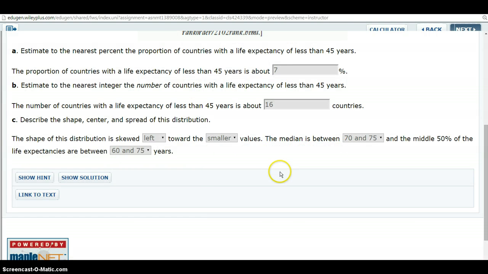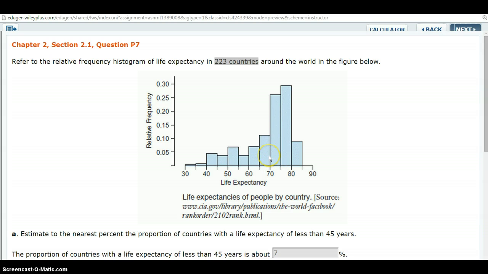The median, so median is where we're going to get 50% of the data below, 50% above. How would I get that? Well, I noticed that if I start from the right, I'm going to get to the median a lot quicker than if I start from the left. So I'm going to start from the right.